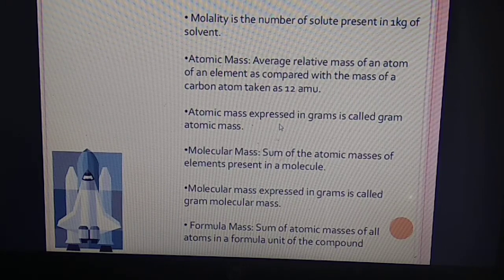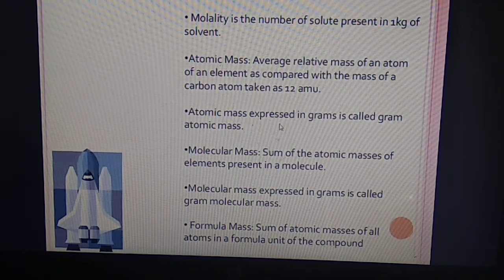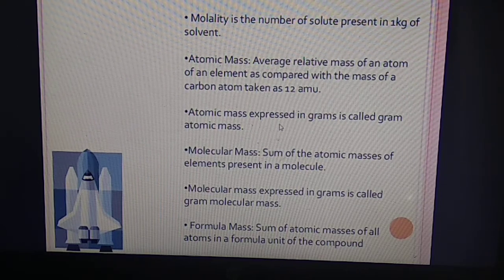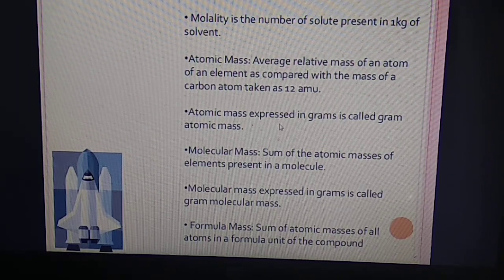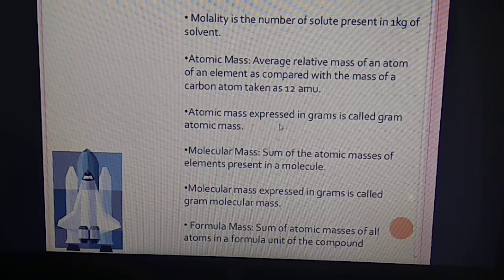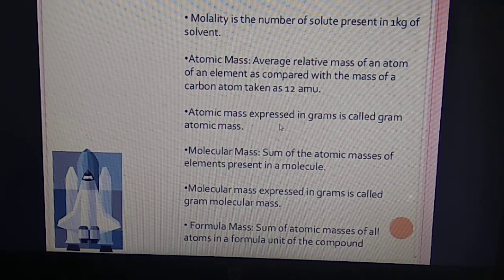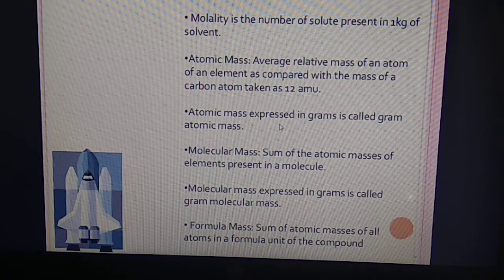Now atomic mass. I told you, atomic mass means how many times an atom of an element is heavier than 1 by 12th of the mass of 1 atom of C12 isotope. Now students, molecular mass, I told you, it is the sum of the atomic masses of the atoms present in a molecule. Suppose I take the molecule water, H2O, what is the molecular mass? The molecular mass means the sum of the mass of 2 hydrogen atoms and 1 oxygen atom. That is 2 plus 16, that is 18 grams. Molecular mass expressed in gram is called gram molecular mass.